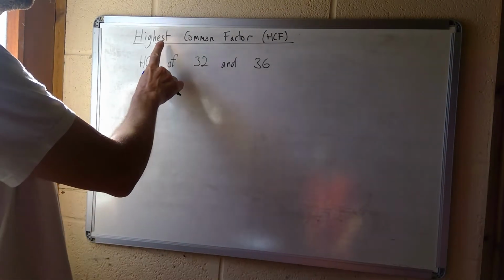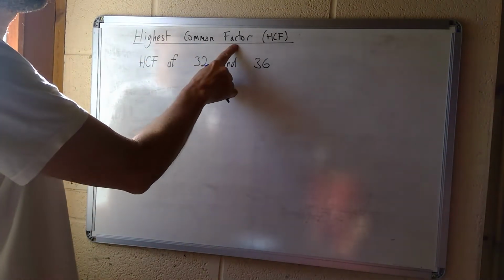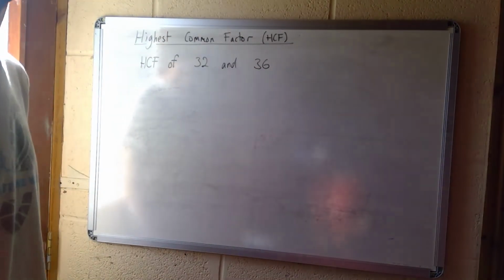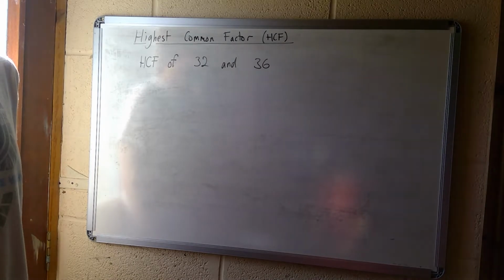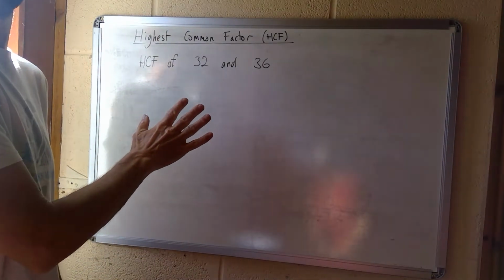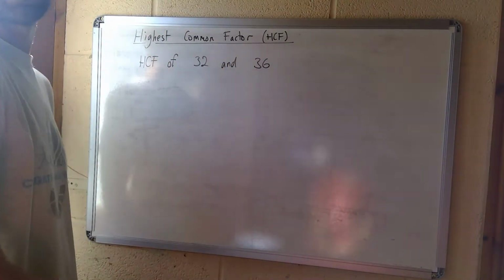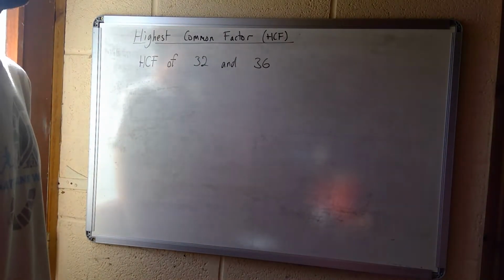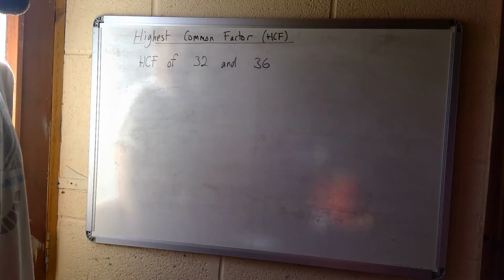Okay, today we're going to look at how to calculate the highest common factor, and I'll call this the HCF, of two numbers. I'm going to show you two methods. The first one is more simple and works well for smaller numbers. The second method is more efficient when we're dealing with larger numbers.